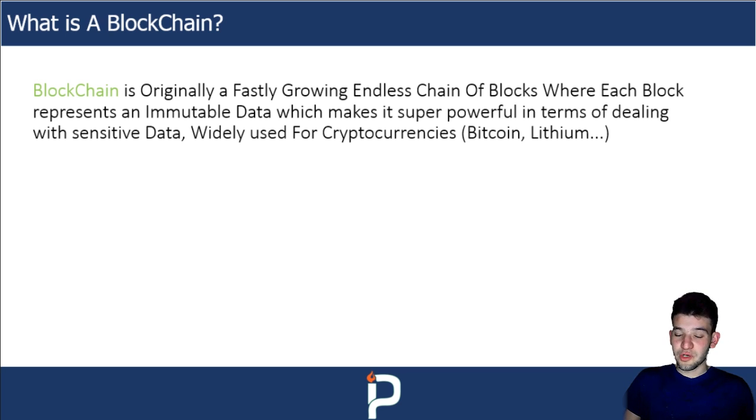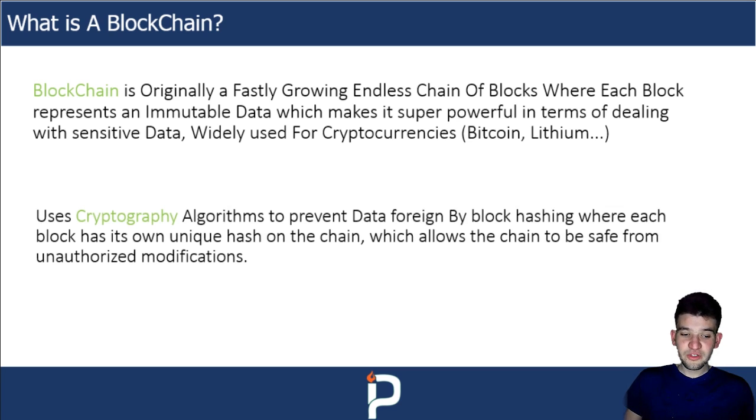It's widely used for cryptocurrencies like Bitcoin and Ethereum. Most of you know about Bitcoin, and Bitcoin is actually based on blockchain technology. It uses a cryptography algorithm to prevent data tampering by block hashing, where each block has its own hash. Once you create the block, you hash the content of the block, which gives a unique hash using cryptography algorithms, and then save that hash into the chain.